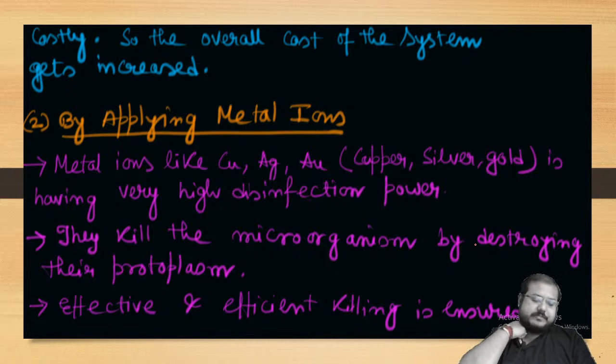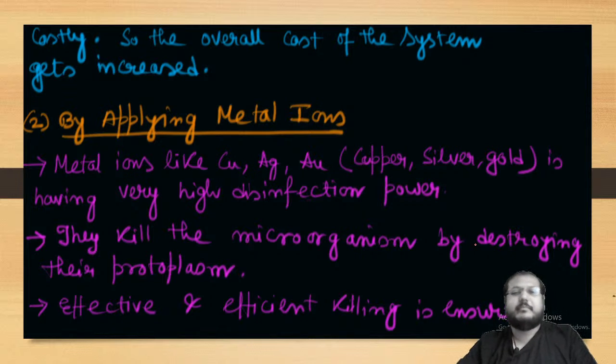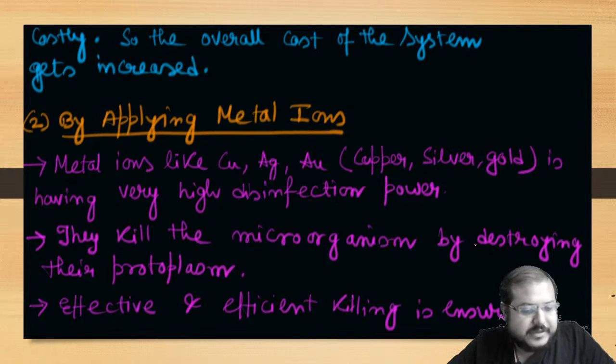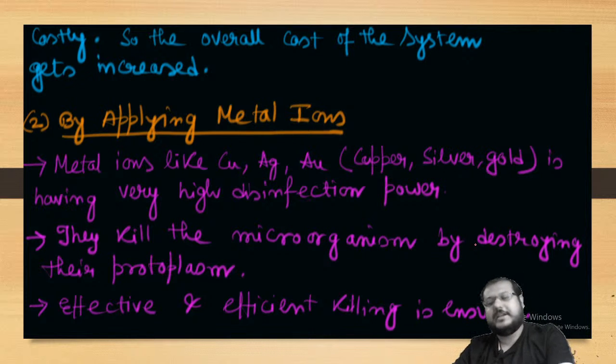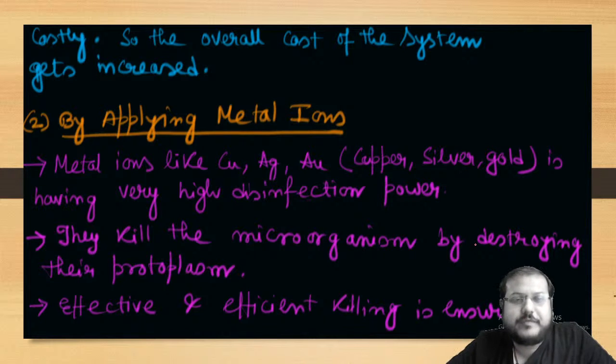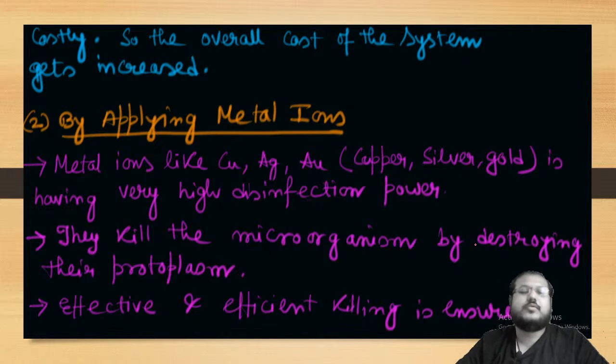Now the second one is by applying metal ions. We are done with the physical methods, by applying heat and light, and then we entered the chemical methods, where we are done with applying lime. Now we are entering applying metal ions. Next will be applying ozone, and finally applying the halogen group of chemicals, which is the major point of concern of this chapter.